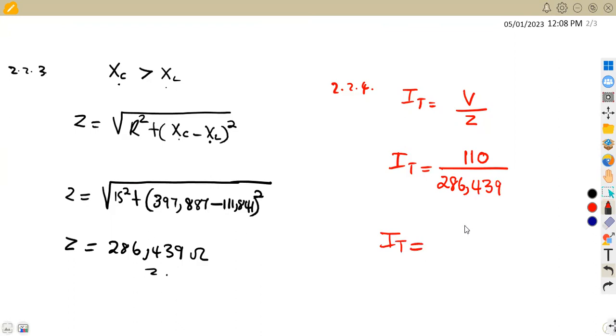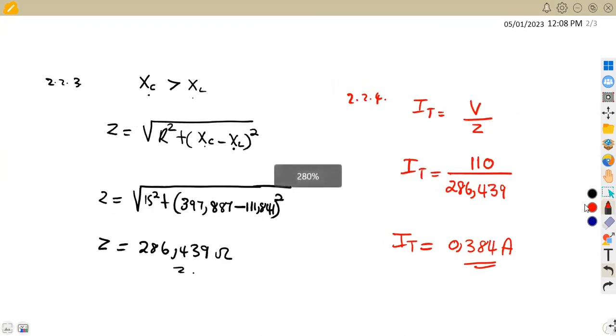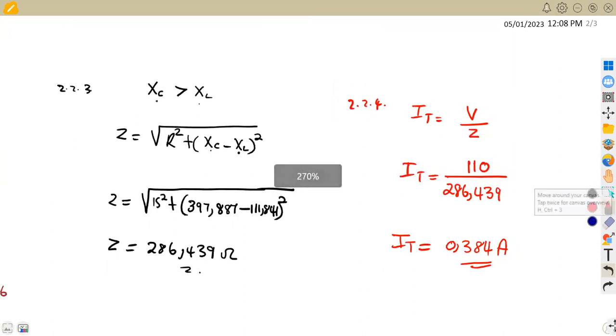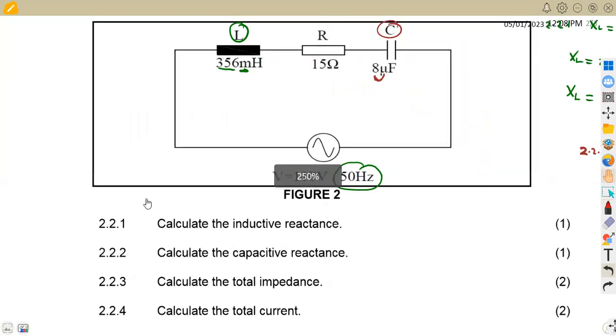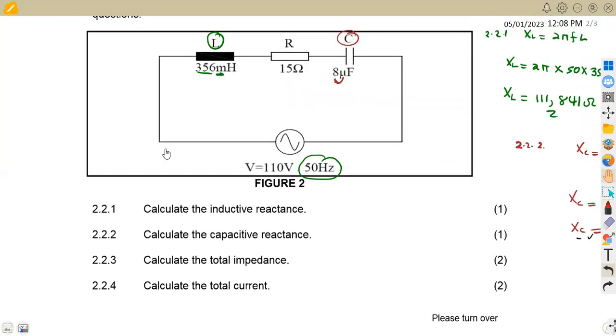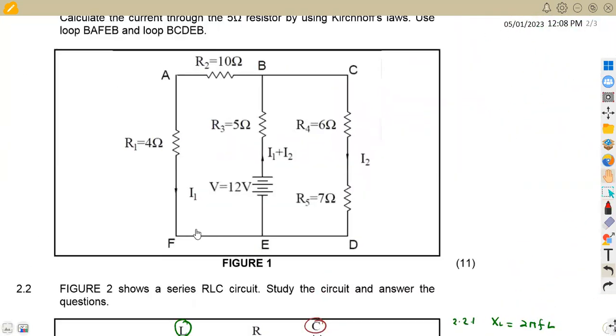All right. So we are going to obtain 0.38402 and so on, in amperes, which is amps. So that is 0.384 amps. All right, so we've got our total current of the circuit. So that was the part of the AC circuit that you are given in this case. All right, let's check the other part of the question.